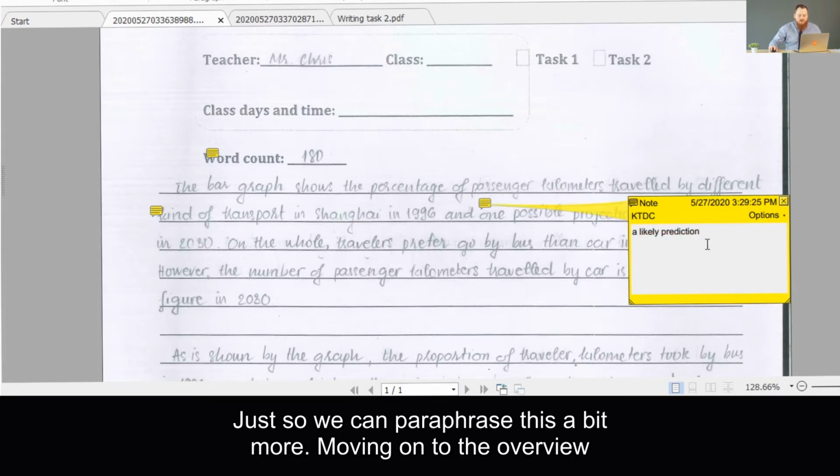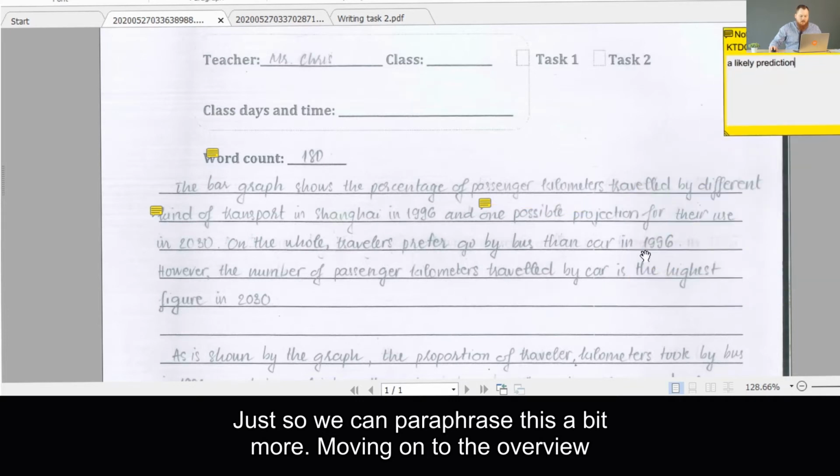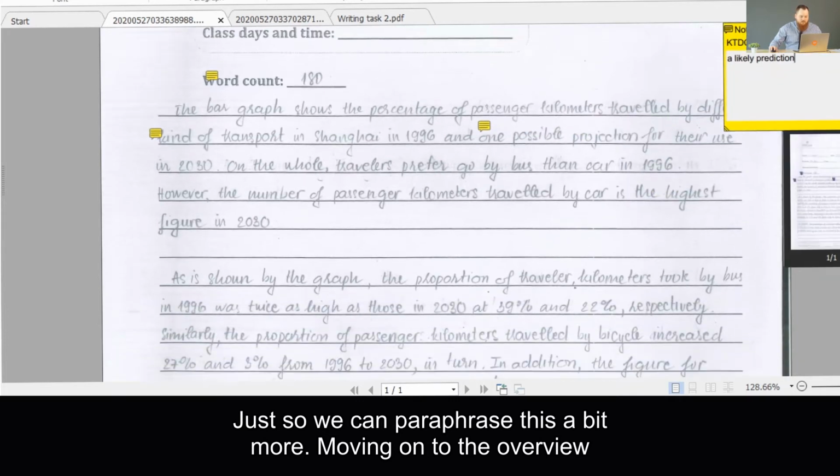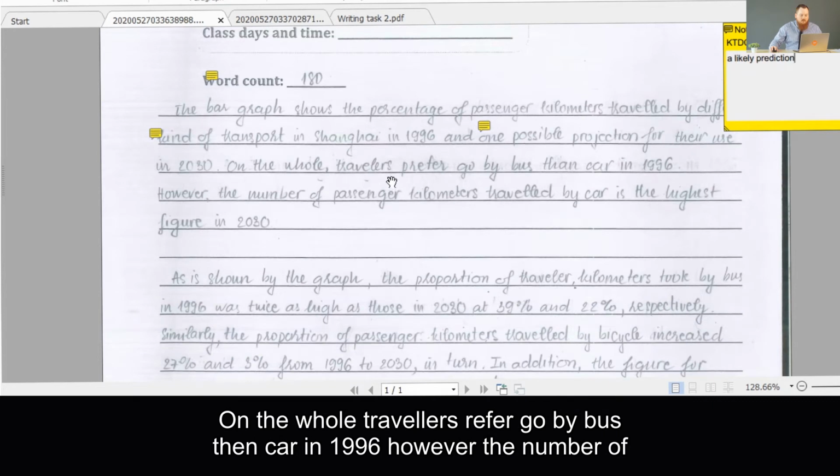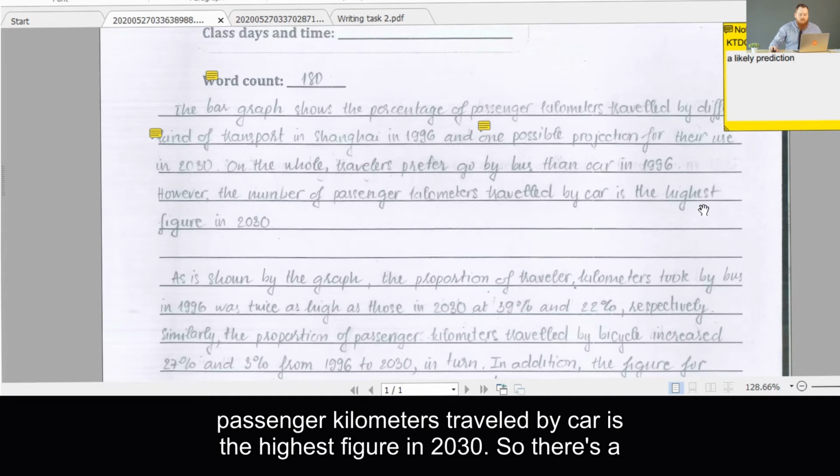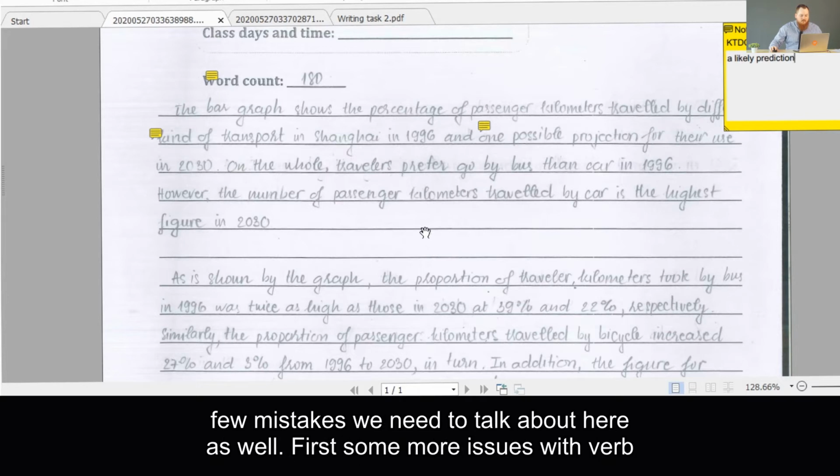Just so we can paraphrase this a bit more. Okay. Moving on to the overview. On the whole, travelers prefer go by bus than car in 1996. However, the number of passenger kilometers traveled by car is the highest figure in 2030. So there's a few mistakes we need to talk about here as well.